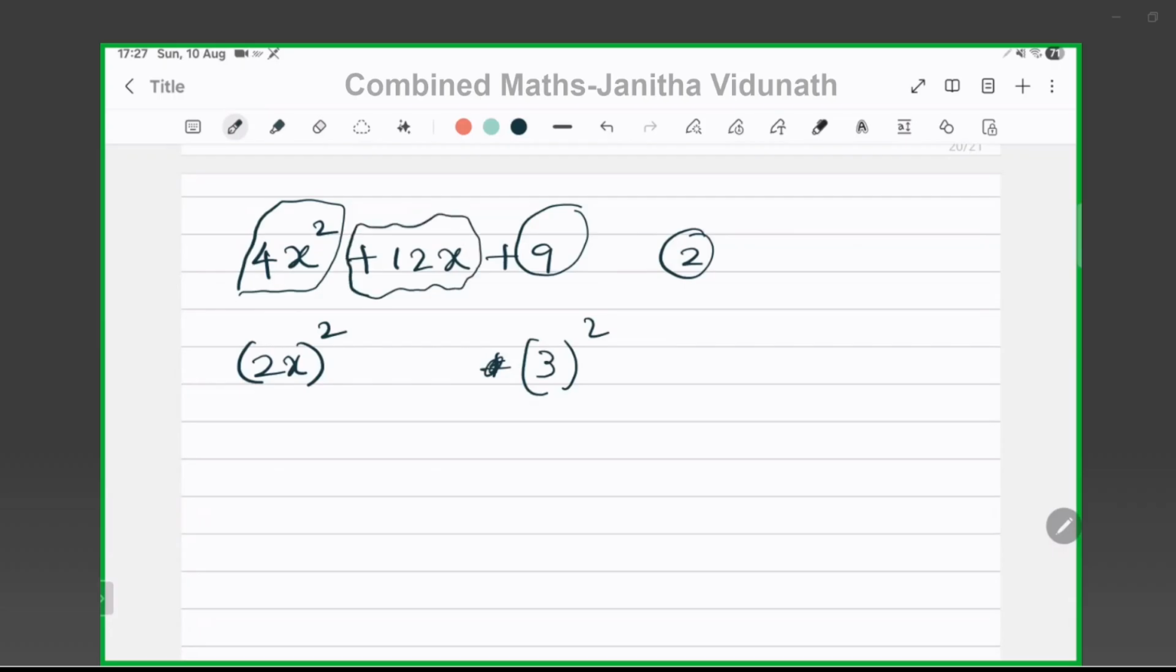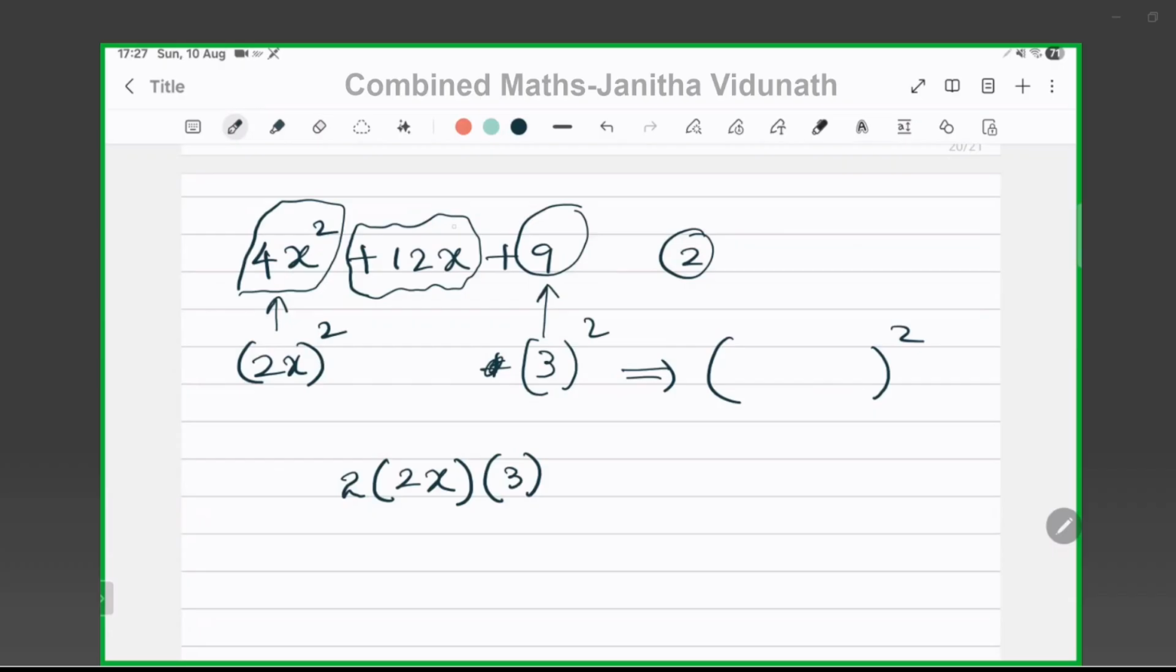If the middle term consists of 2 times the first term and the second term, then we can write this as a whole square. Let me repeat again. First, we need to identify whether there are two square terms. Here we can observe that this is (2x) whole square, and this we can think of as 3 square.